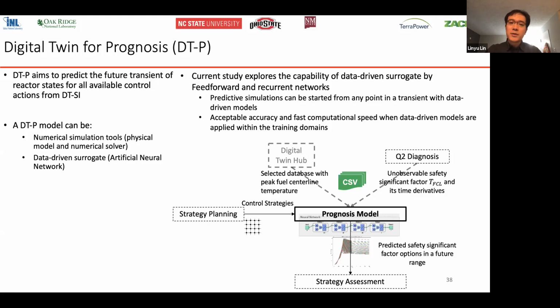The reason is we want our predictive simulation to start from any point in the transient. For a mechanistic model, we have to start from the initial condition. But for a data-driven model, we can actually start from any point. Meanwhile, because we are using the digital twin for real-time operations, we need this prognosis model to have acceptable accuracy and also fast computational speed. Data-driven models, when they are used in the training domain, have acceptable accuracy and very fast computational speed. With those two reasons, we are choosing the data-driven surrogates.